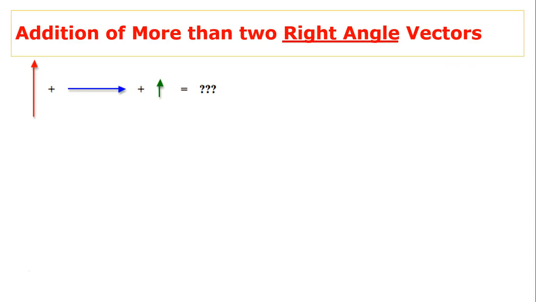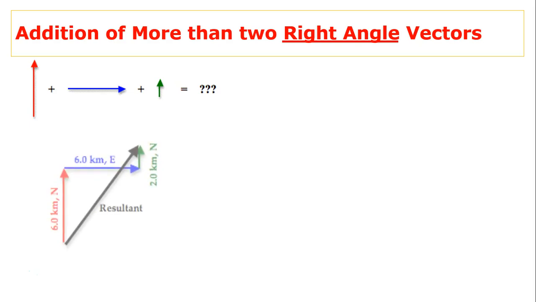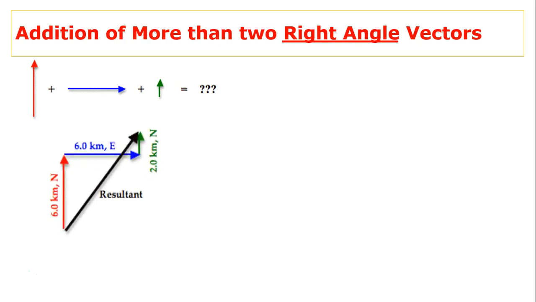First, let's look at a case of right angle vectors. How do we add more than two right angle vectors? We have red, blue, and green. Graphically, we can draw it out. We draw red, then blue, then green, and the resultant is from the beginning of the first to the end of the last. We can measure very carefully to determine the resultant, then use a protractor to measure the angle.